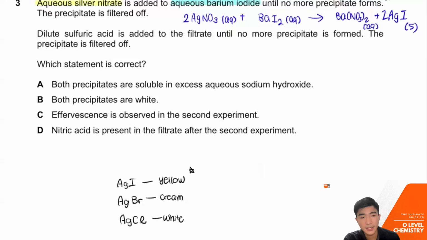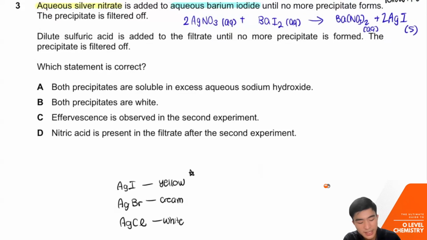Okay, so this question tells you about this thing called the precipitation reaction. Now, can you see over here that they say the precipitate is being filtered off? So I'm going to color code for you. The AgI over here is the precipitate. Now, filter off, and what forms the filtrate? This barium nitrate forms the filtrate. Now, can you see over here that the next reaction they tell us is that I need dilute sulfuric acid. I will add the dilute sulfuric acid to the filtrate.